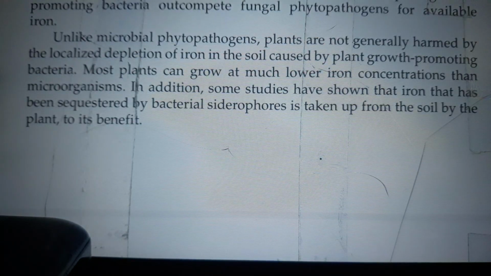Unlike microbial phytopathogens, plants are not generally harmed by the localized depletion of iron in the soil caused by plant growth promoting bacteria. Most plants can grow at much lower iron concentrations than microorganisms. In addition, some studies have shown that iron sequestered by bacterial siderophores is taken up from the soil by the plant, to its benefit.